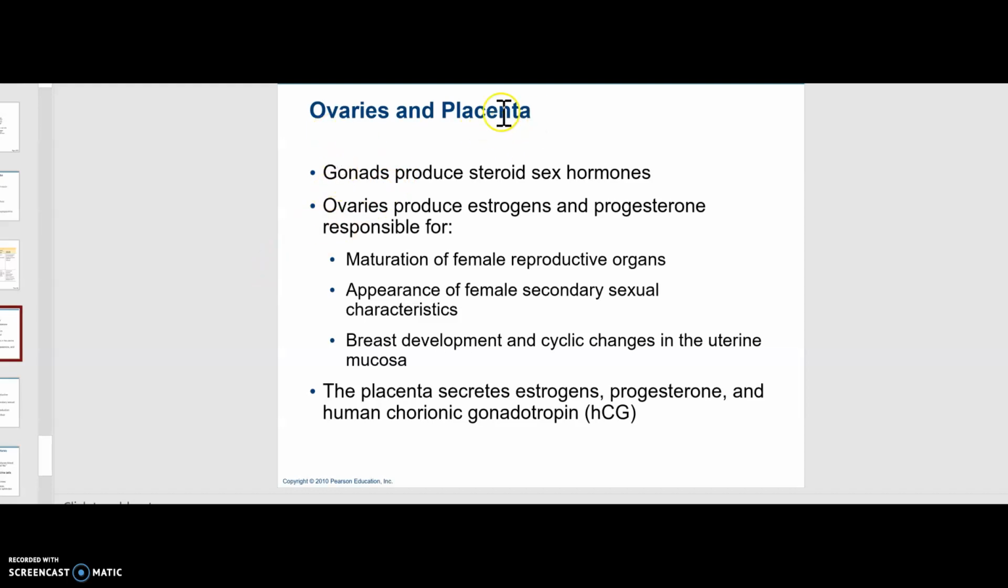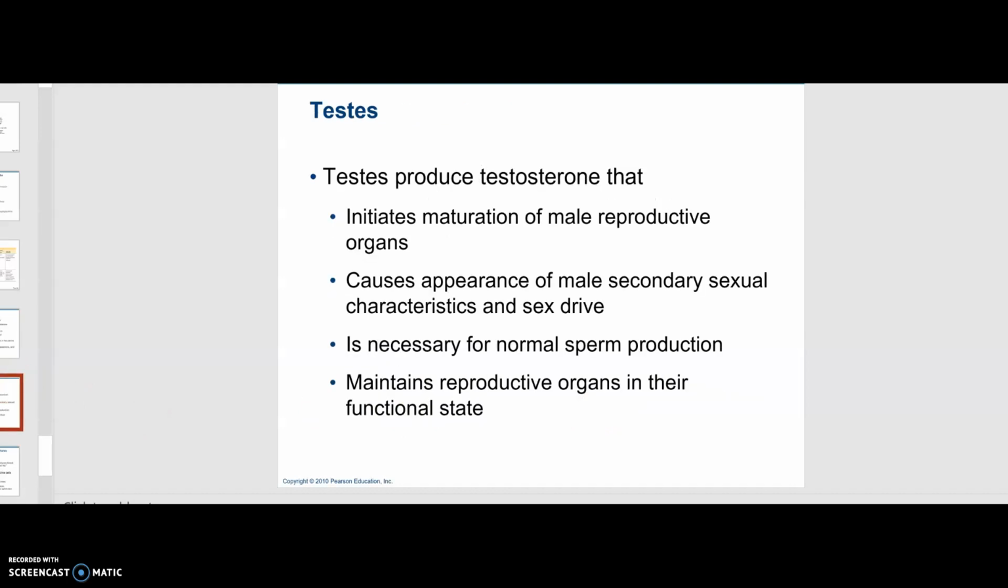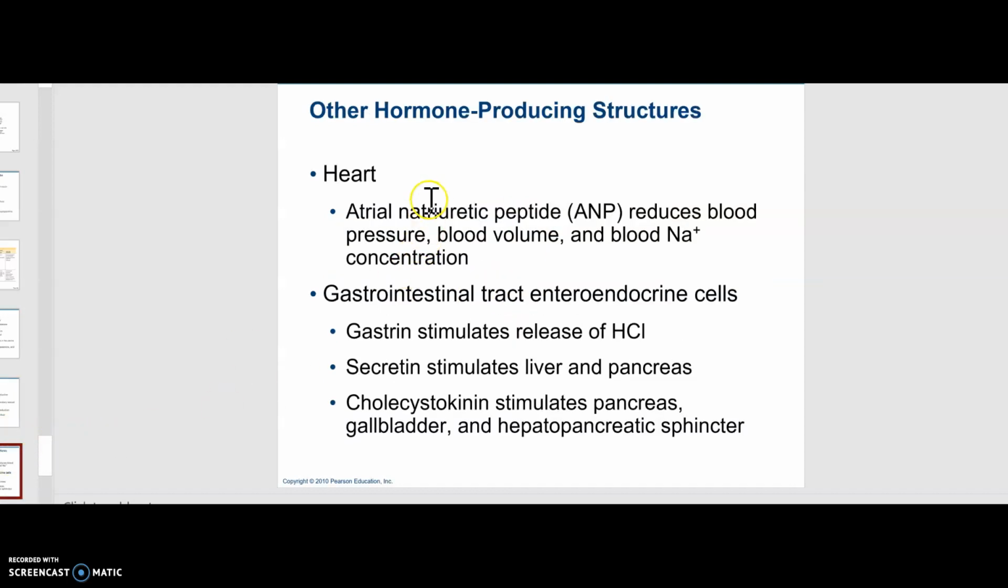But ovaries and placenta do produce hormones. The testes produce hormones, testosterone, and really other hormones too. The heart produces atrial natriuretic polypeptide, which we said would cause more urination, drop blood pressure.